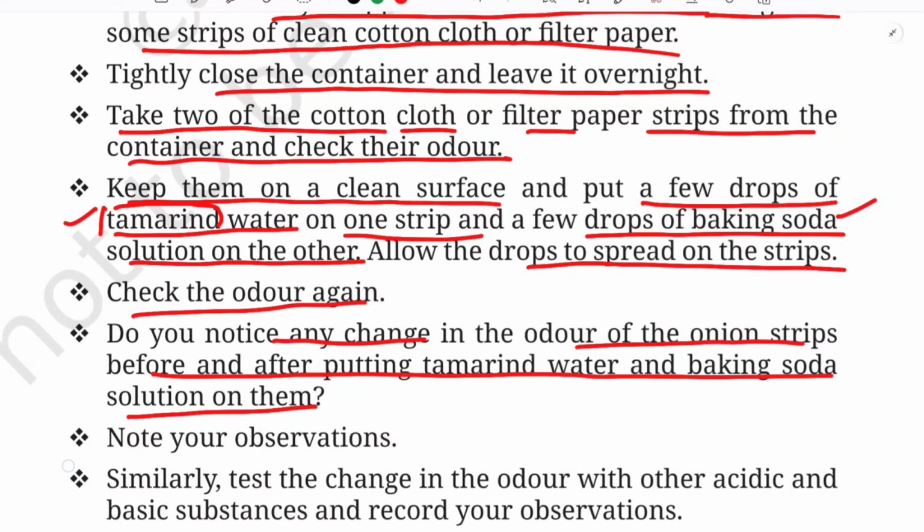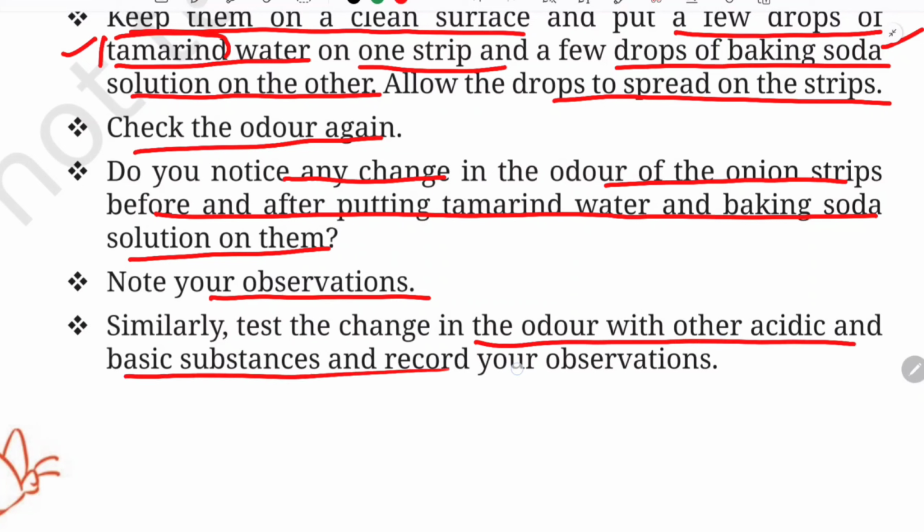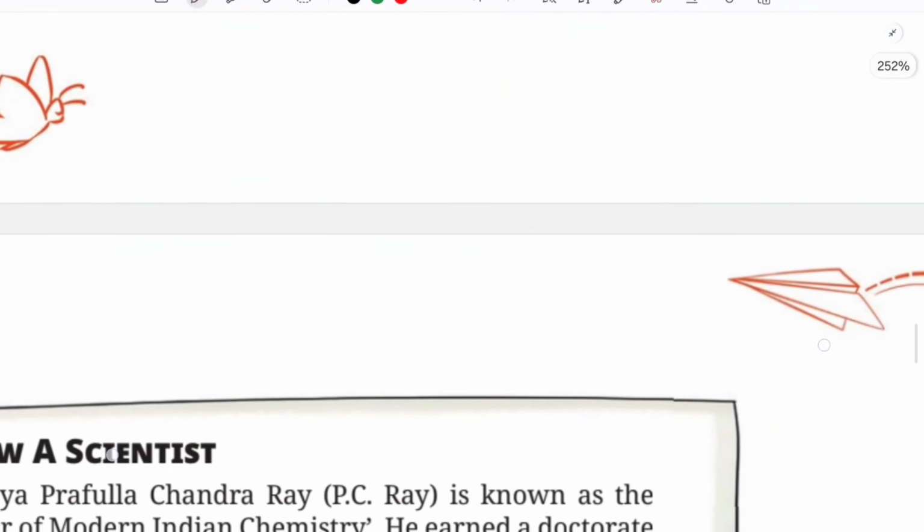It is reduced, it fades. The onion smell fades or changes in the presence of a basic substance like baking soda. I hope this is clear. So note your observation: acidic solutions like tamarind water retain or intensify the smell, and basic substances like baking soda fade the smell of the onion. Similarly, test the change in odor in other acidic and basic substances and record your observation. You can try this with another substance also, where you will find some fragrances. I hope you have understood.